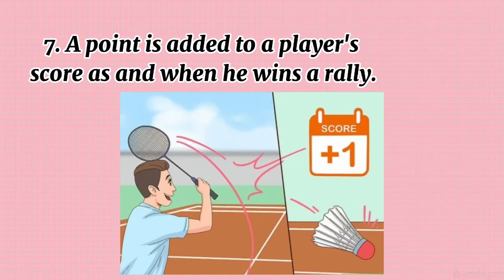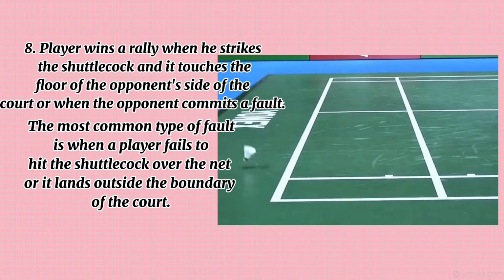A point is added to a player's score as and when he wins a rally. A player wins a rally when he strikes the shuttlecock and it touches the floor of the opponent's side of the court or when the opponent commits a fault. The most common type of fault is when a player fails to hit the shuttlecock over the net or it lands outside the boundary of the court.